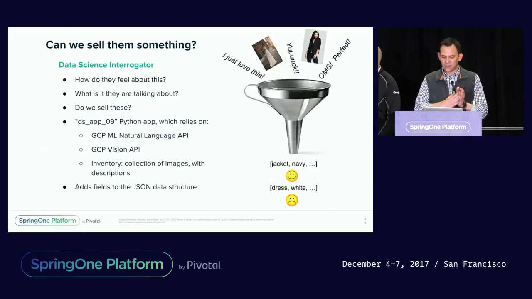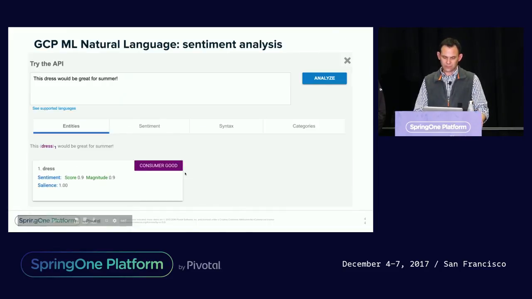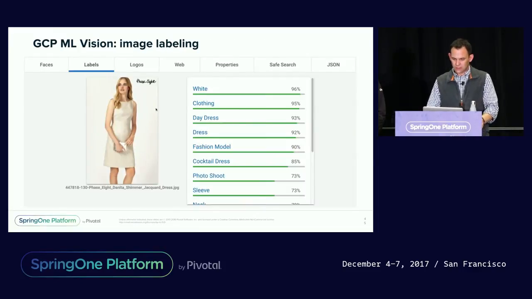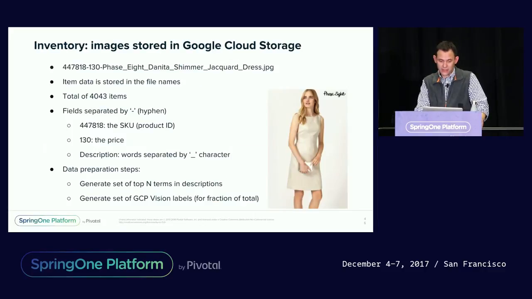The data science interrogator does some sentiment analysis through natural language processing. What are they talking about? Is it clothing, or is it something I have no idea how to sell? And then ultimately it uses the machine learning API for natural language as well as a vision API. You can see in here, this is the machine learning vision API and the output for that particular dress that was posted. So you can see the high percentages are very accurate. White clothing, it's a day dress. I don't know what a day dress is, but probably should.